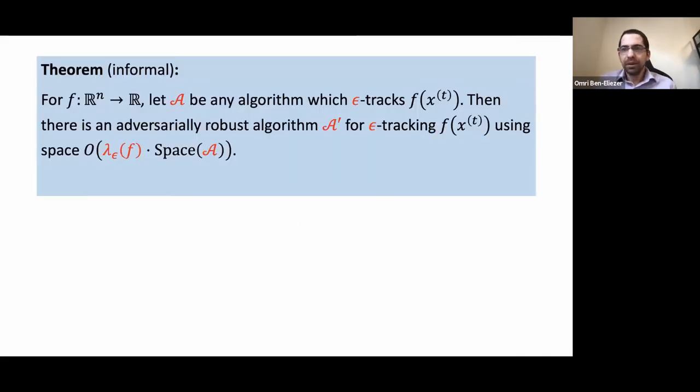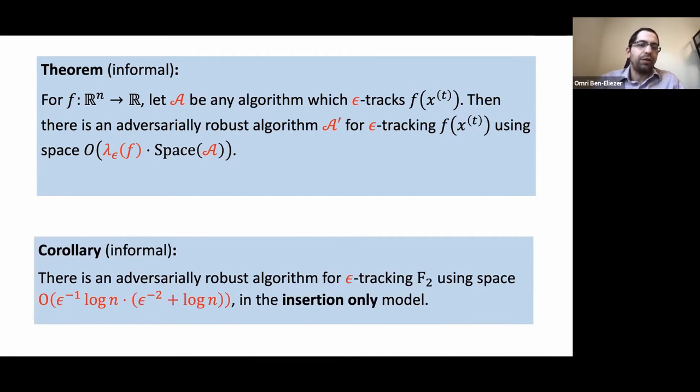And the main theorem that we were able to prove is that if we have an algorithm A, which provides epsilon tracking for some function, and this algorithm is in the static regime, we don't assume it's adversarially robust. Given such an algorithm, we can construct another algorithm, which is adversarially robust, and which tracks the same function F with space complexity, with a factor of the flip number times the original space of the algorithm. And the runtime also has the same factor, although for some problems we could optimize the runtime a bit more than that.